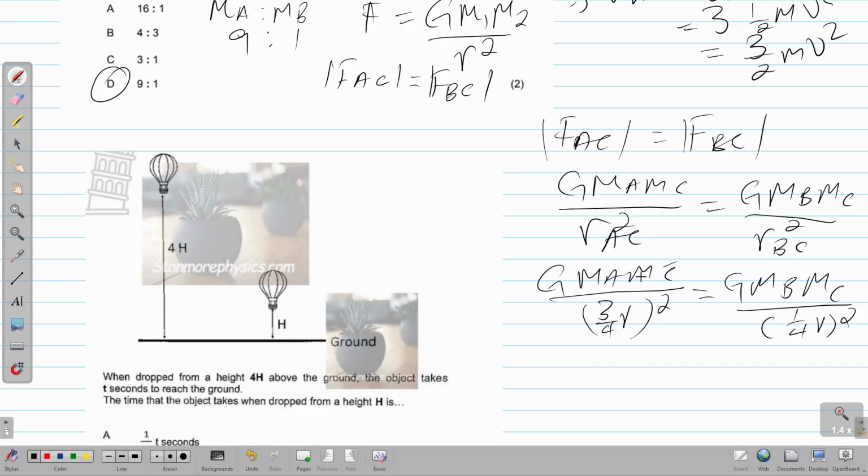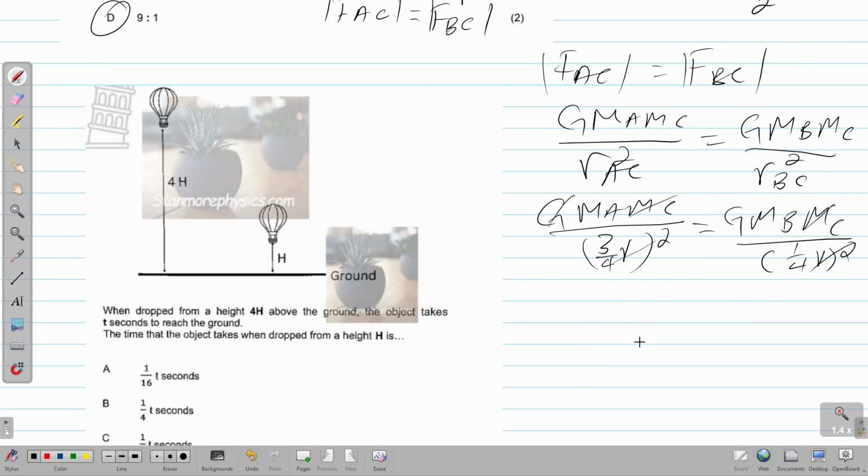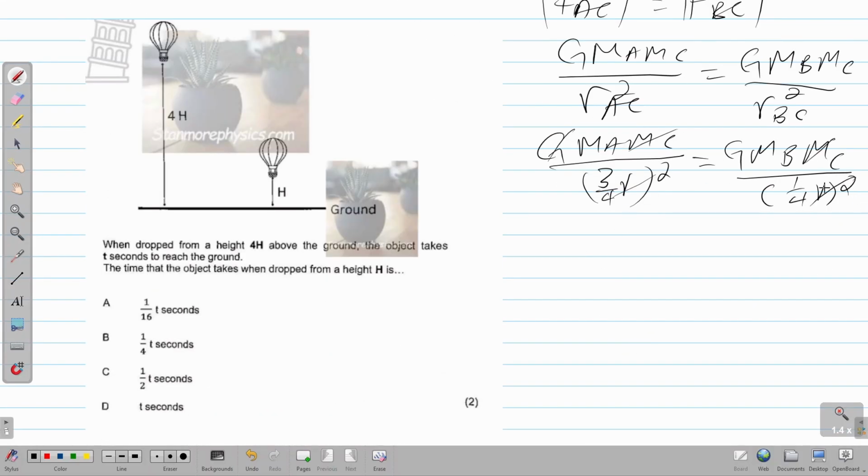Then we can cancel out these ones there and the R squared as well, which would give us R squared over 4, and then that will give us MA over 9 is equal to MB over 1. So then we conclude that MA to MB is 9:1.